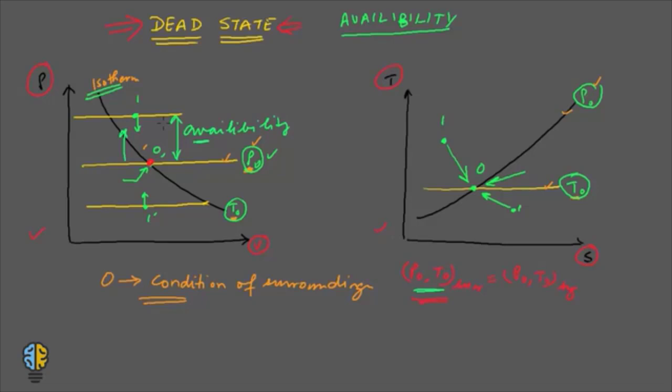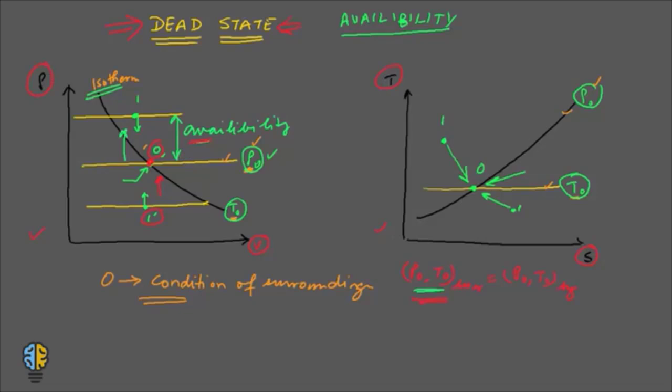On the other hand, if the system changes its state towards that of the surroundings, let us say your system is at state 1 dash, and from 1 dash you start moving towards the state of the surroundings at point O, during this the availability will start decreasing, or diminishing, and it will cease to exist when the system and the surroundings are in equilibrium with each other.